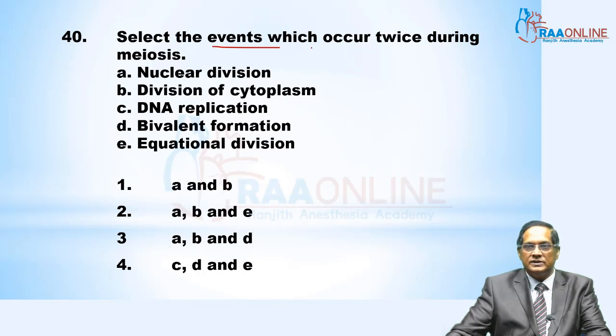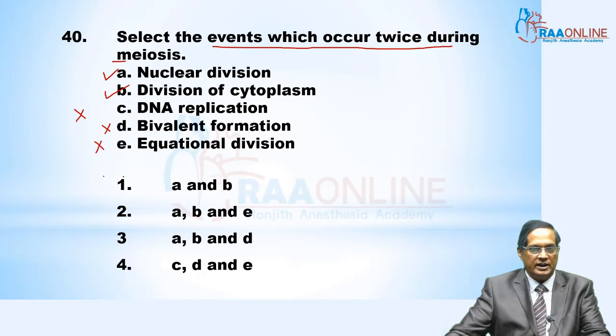Select the event which occurs twice during meiosis. Nuclear division, yes, two times. Division of cytoplasm two times. DNA replication only once. Bivalent formation only once. Equational division only once. That's why my answer is only A and B.